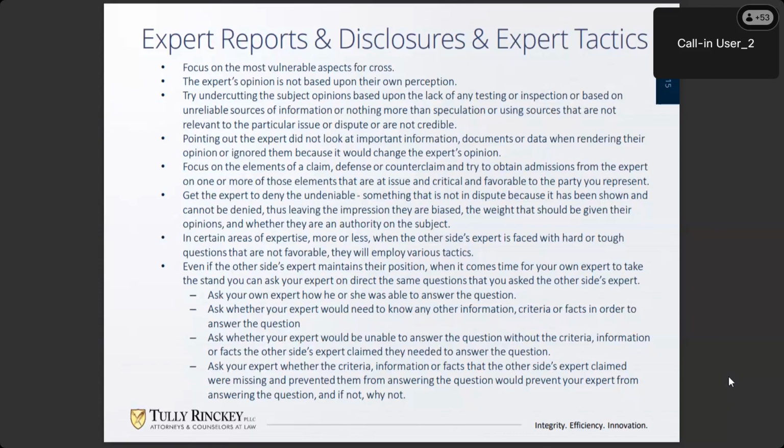Point out the expert did not look at important information, documents, or data when rendering their opinion. Focus on the elements of a claim, defense, or counterclaim, and try to obtain admissions from the expert on one or more of those elements that are at issue and critical and favorable to the party you represent. And your expert's position is also well worth it. If the opportunity presents itself, I would certainly focus on that.